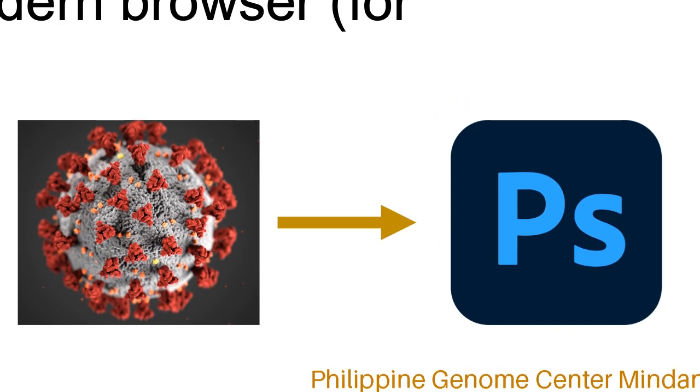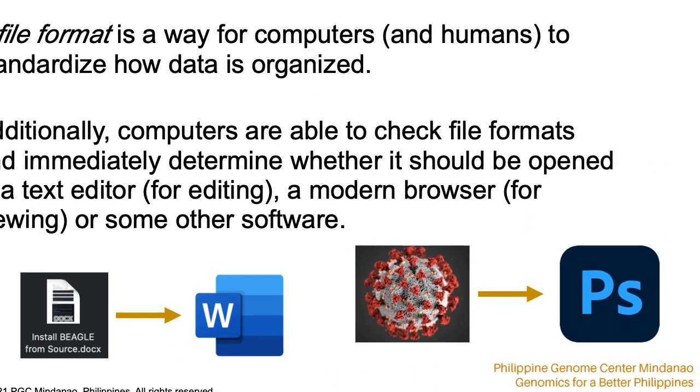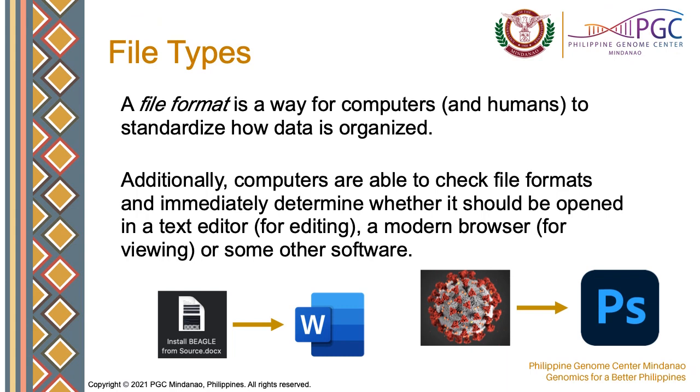If you open this image file on the left using a video editor program, it might not be able to open it. What we are saying is that file types are usually software or program specific. However, some are cross-platform. In terms of bioinformatics, examples of these are FASTA, AB1, and FASTQ file types, among others.